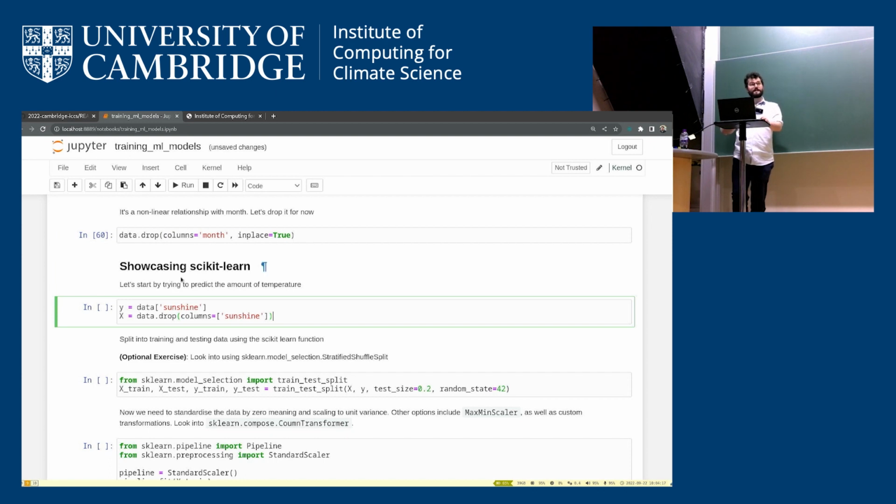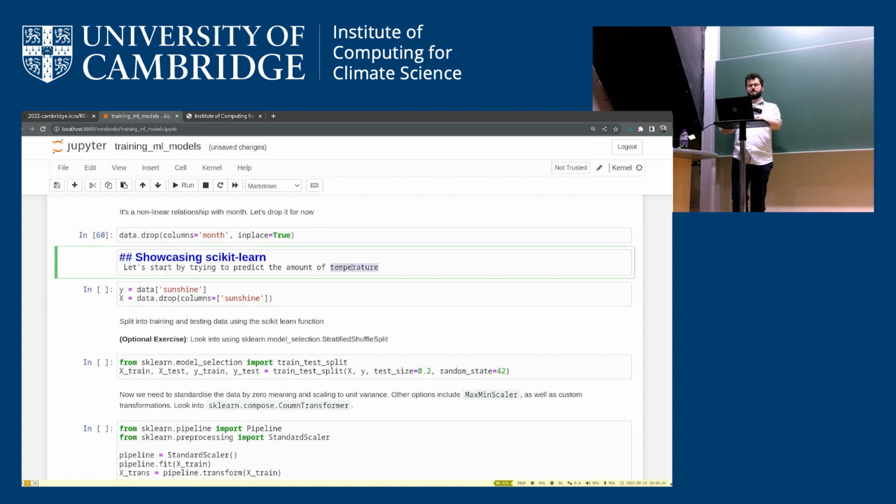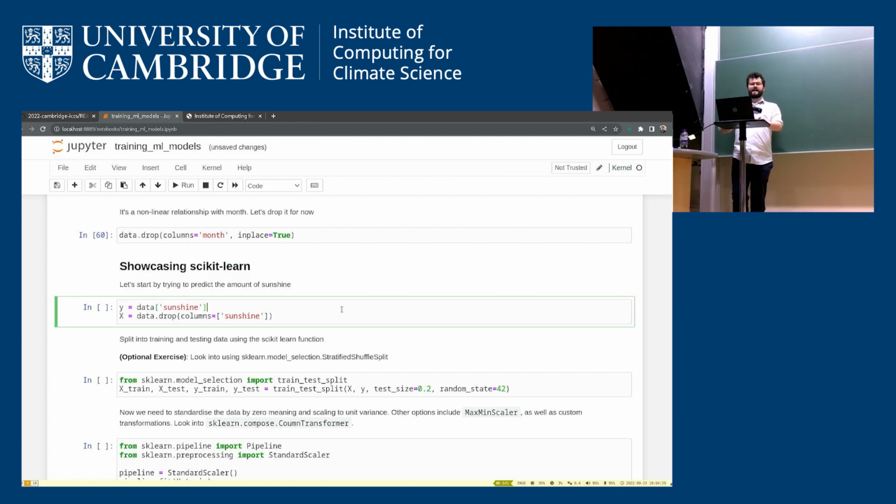Okay, so now let's look at scikit-learn. We're going to try and predict the amount of sunshine to start off with. Sunshine, yeah. And extract the sunshine column and drop sunshine from this. So this again is very standard machine learning terminology where Y is written as the data for the thing you're trying to predict, and capital X is the matrix of values that you're trying to predict from.